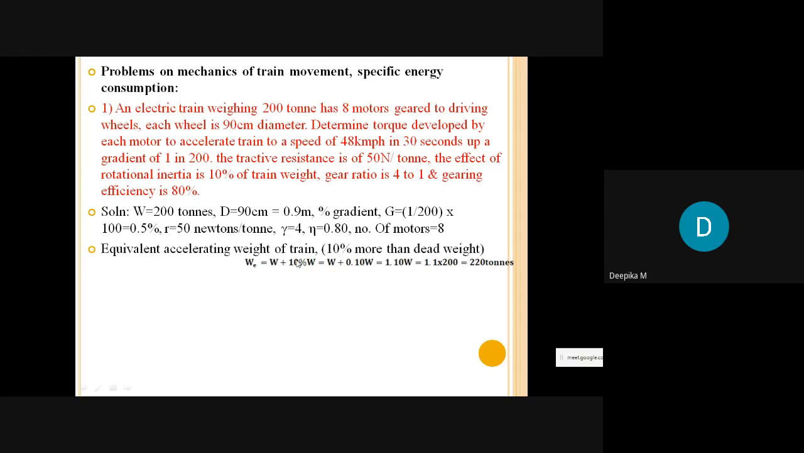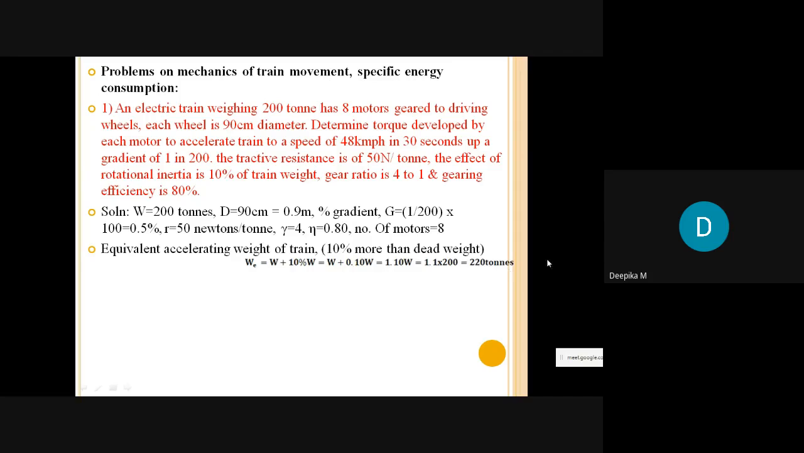Hence how do I write this? So W will be the dead weight, and 10% of W is nothing but 0.10 into W. So W plus 0.1 W is nothing but 1.1 W, and W is nothing but 200. Hence it will become 220 tons.